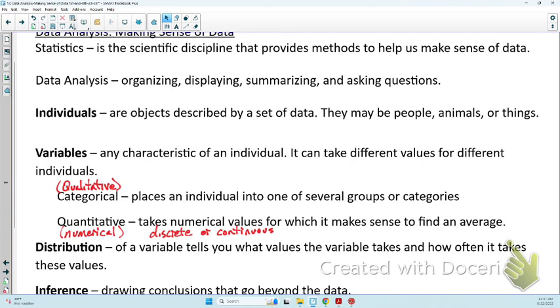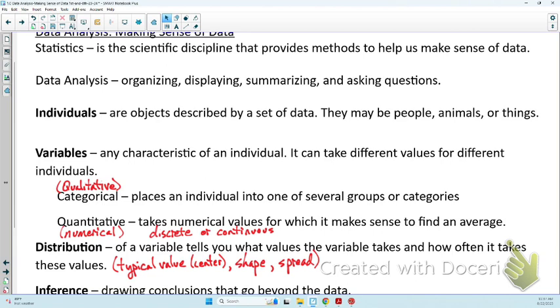So the distribution, that's where it gives you a picture of what you're looking at, a picture of the variable. So typically you're going to ask questions like, where's the typical value? The center. What is the shape? We'll go over this in a lot of detail later. And what is the spread? And that's how you define a distribution.